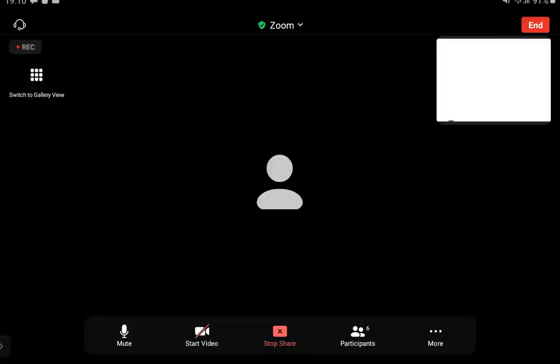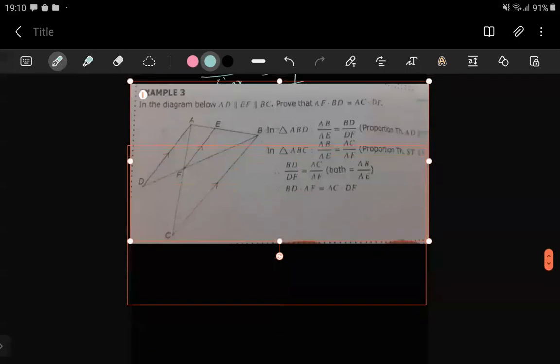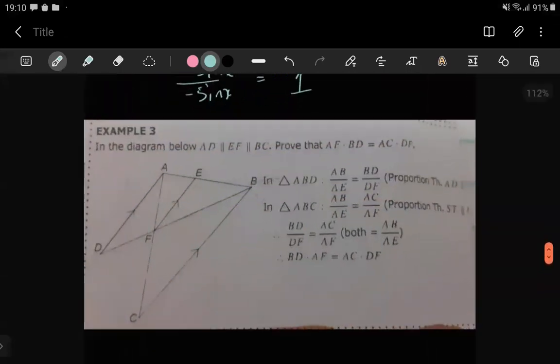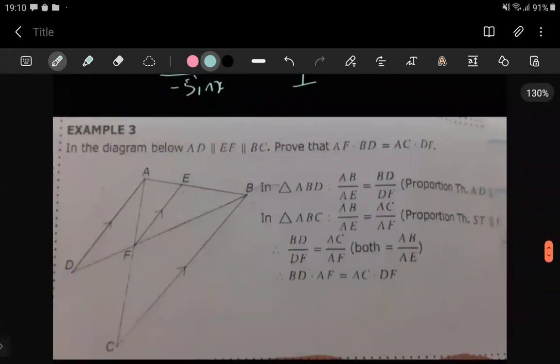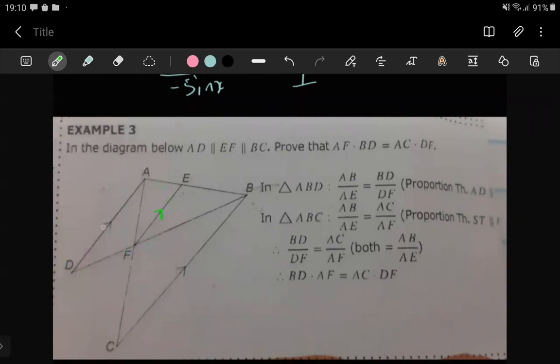It says in the diagram below, whoa. There we go. In the diagram below, AD is parallel to EF, and it is also parallel to BC. So three lines are parallel to each other. Lovely. So we have 1, 2, 3. These are parallel to each other.